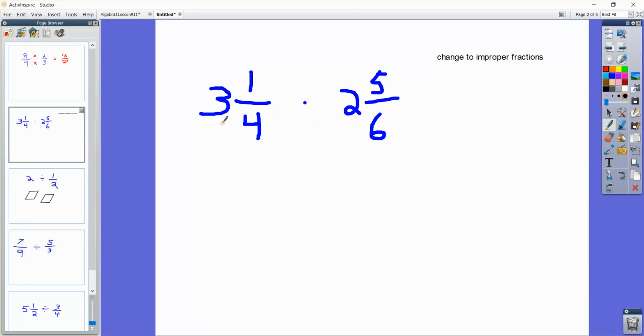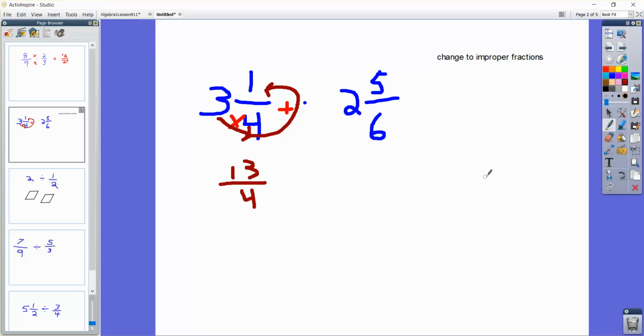So here's how we do it. Here's our whole number. We're going to multiply it by the denominator and get a product. In this case, it's 12. And then we're going to take that value and add it to the numerator. So if I do 3 times 4, that's going to be 12. And then I'm going to add 1 to that. Since this is 12 plus 1, that means that this fraction is 13 over 4.